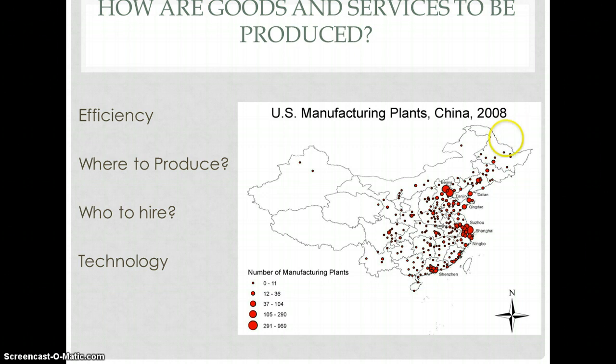So, these are U.S. manufacturing plants in China in 2008. And here we see the cities that have between 291 and 969 manufacturing plants. So these cities have a ballpark figure of 300 to almost 1,000. Like right there, right there, right there. That's the big dot. The medium dot, there's quite a few of them on there, is 100 to 290, then 37 to 104, 12 to 36. There are literally thousands and thousands of U.S. manufacturing plants in China right now. Better or worse, whatever you want to think about it, they exist and they're there.